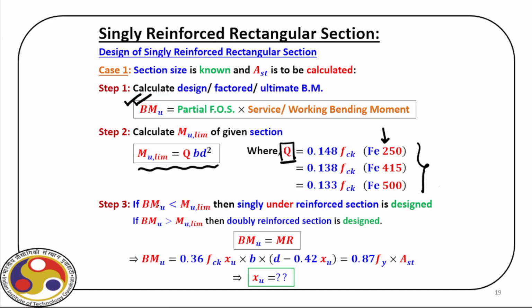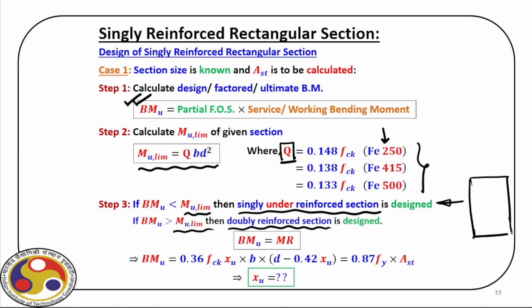Then the third step is we have to check whether the applied bending moment is less than Mu limit. Then we can design the under reinforced section accordingly. If the applied bending moment is more than the Mu limit, then obviously as per singly reinforced beam theory, it will fail. So we can go for doubly reinforced. This we will discuss as we progress in this course. What we do, instead of having steel in the tension zone alone, we can have steel in the compression zone.